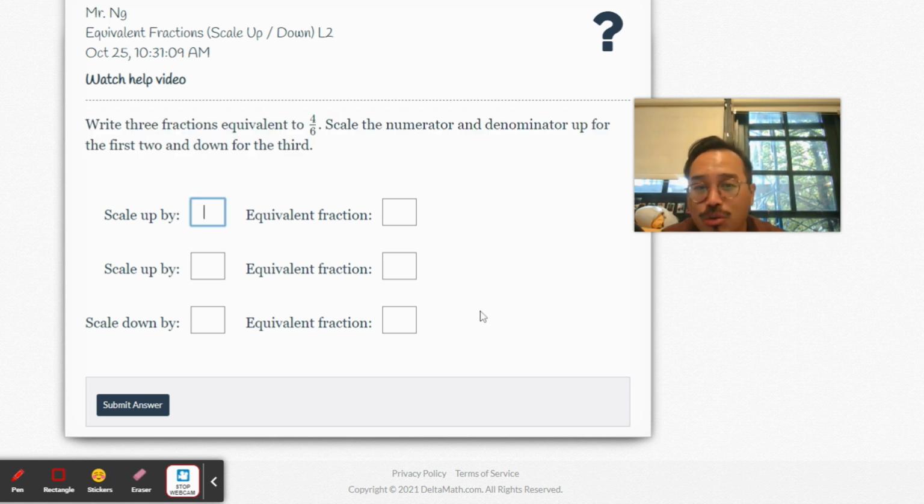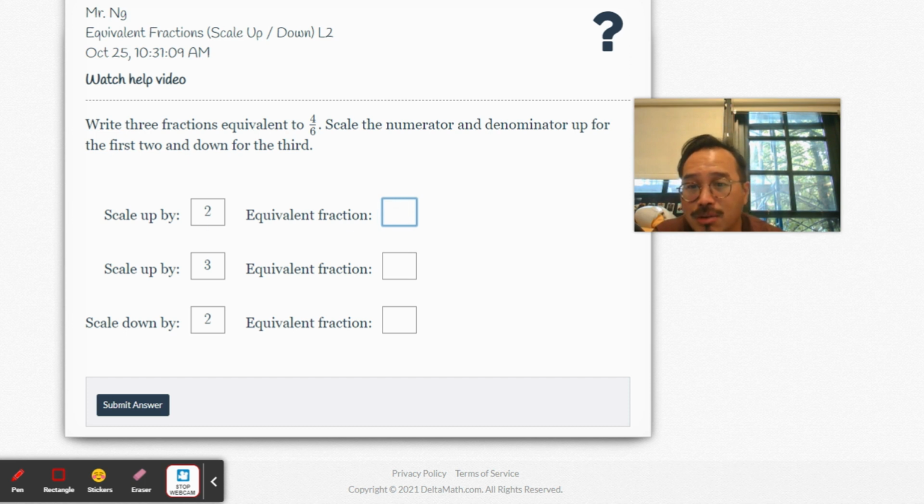Now, you can create your own scale. So if I were you, first of all, don't put one in there. You're not scaling anything. When you put one in there, it's going to remain the same. So the speediest way to do it is by two, and then three, and then you can scale down. Now look at 4 and 6. You can't really scale down by any number other than two because that's the GCF. You're reducing when you're scaling down. Okay, so let's try that.